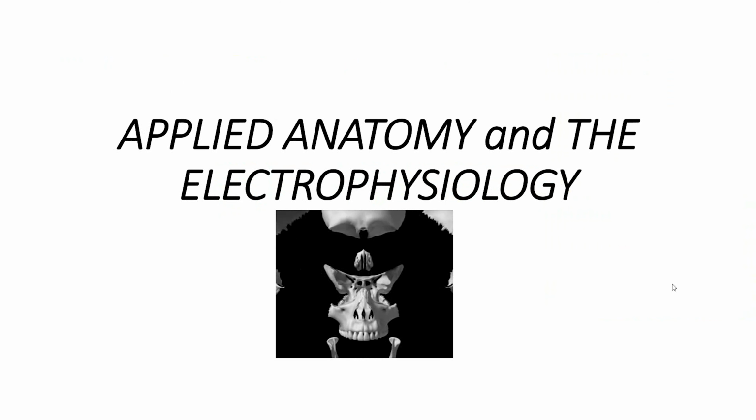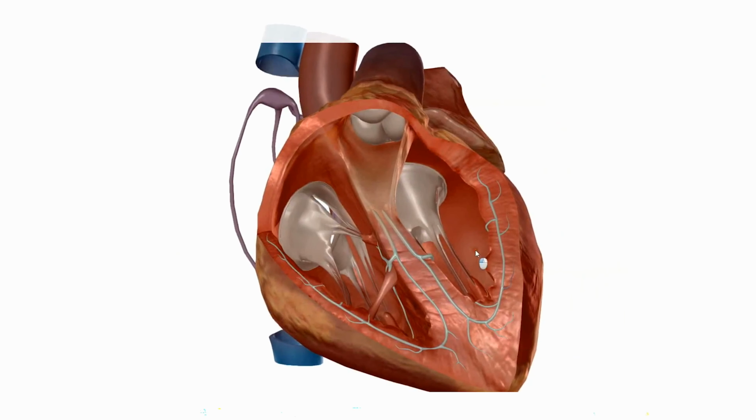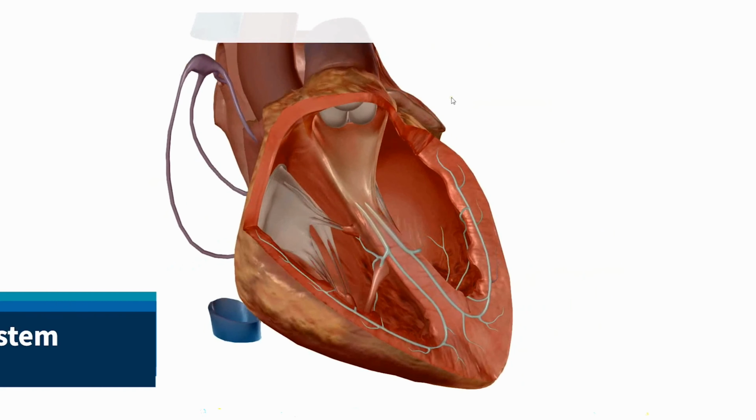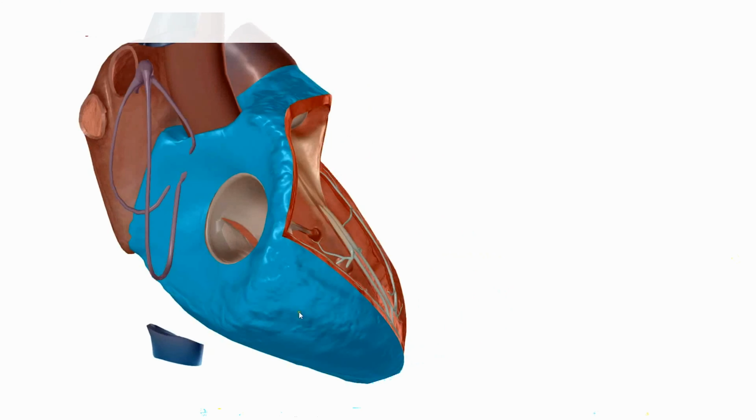Going into the applied anatomy and physiology, or electrophysiology. So that's your heart, and we're going to talk about the conductive system of the heart. This is the supraventricular aspect of your heart, and this is the ventricular part. The impulses of your heart usually are generated by the pacemaker of the heart, which is the SA node.